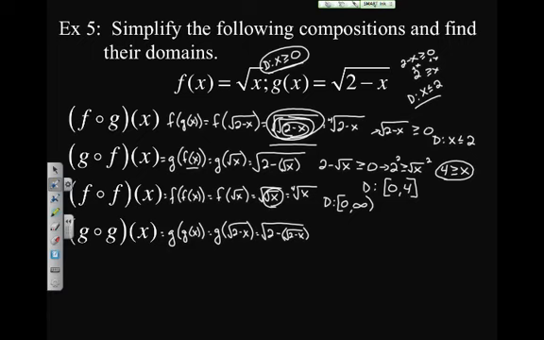Well, the original issue with the domain, again, has to be x less than or equal to 2. But now we have an additional limitation, because we know that 2 minus the square root of 2 minus x has to also be greater than or equal to 0. Which, again, means, as we do some simplifying, 2 is greater than or equal to the square root of 2 minus x. So again, if we square both sides, we get 4 is greater than or equal to 2 minus x. And then as we subtract 2, we have 2 is greater than or equal to negative x.